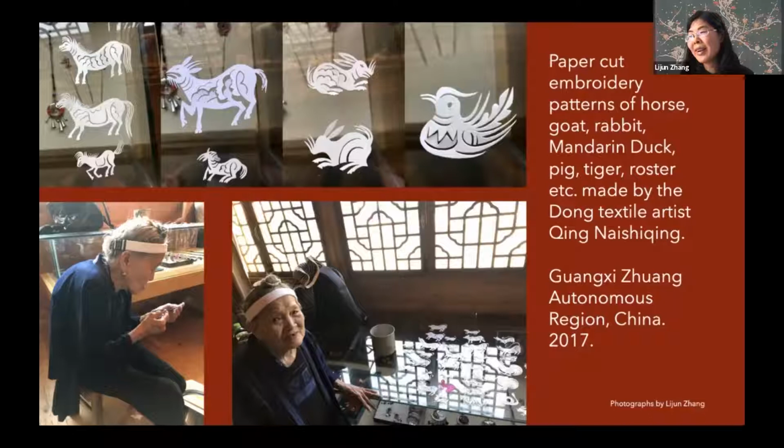So these pictures on the slide show paper cut embroidery patterns of horse, goat, rabbit, mandarin duck, pig, tiger, rooster, and some other animals. And this was made by the Dong textile artist Qin Nai Shiqing in the Sanjiang County, Guangxi Zhuang Autonomous Region.